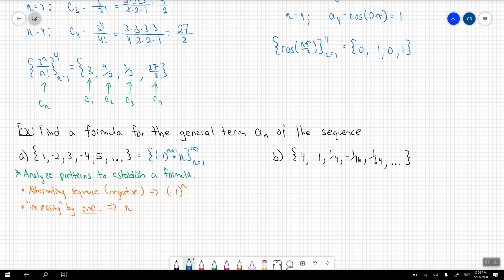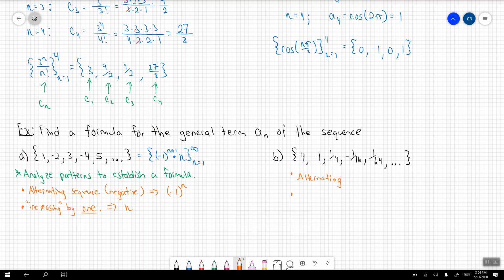So let's look at the second one again, part B. Let's look at the things that we know that we can extract. Well, number one, once again, it's alternating. So I see that it's alternating. That's great. Number two, what else can we see from here?